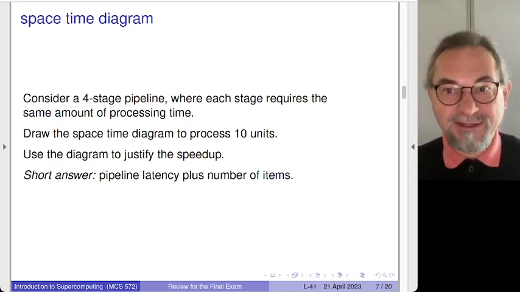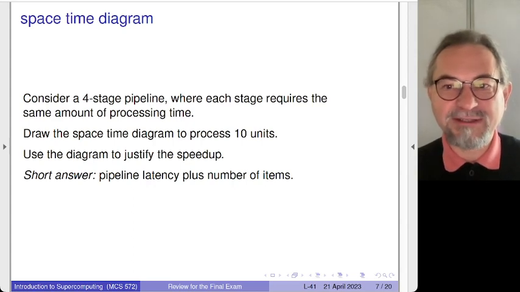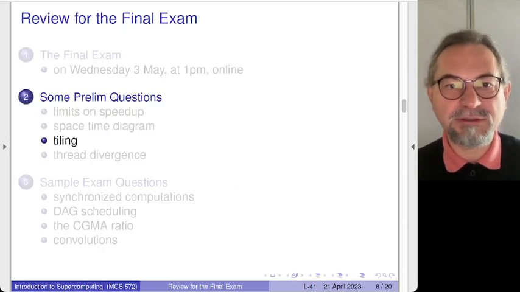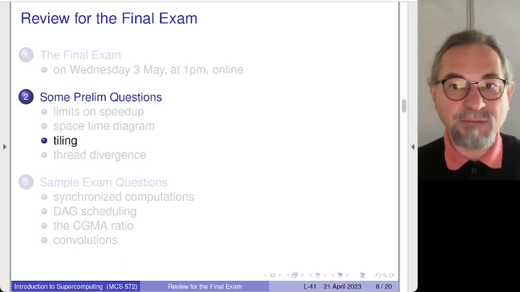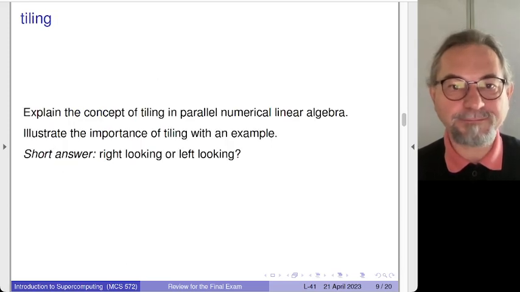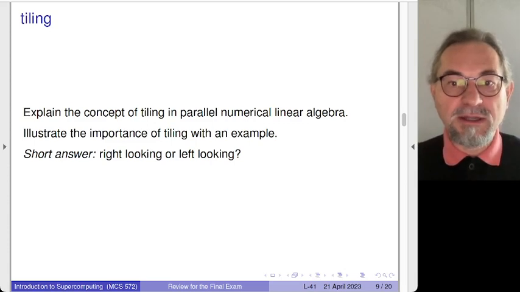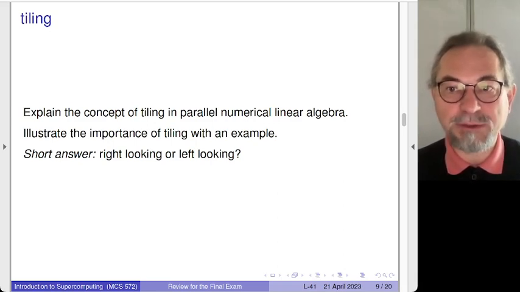All right, so the prelim exam lasts 3 hours, and in less than 10 minutes we have done 2 questions. So if you know what we're doing, this can all happen very quickly. Tiling is a concept that we considered with shared memory parallel computing. So, illustrate the importance of tiling in parallel numerical linear algebra.